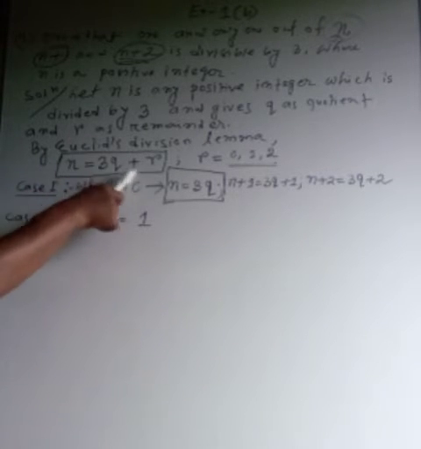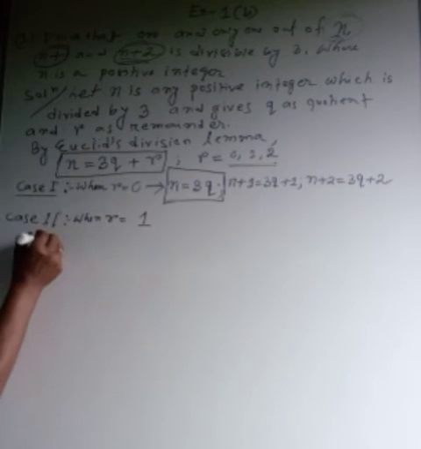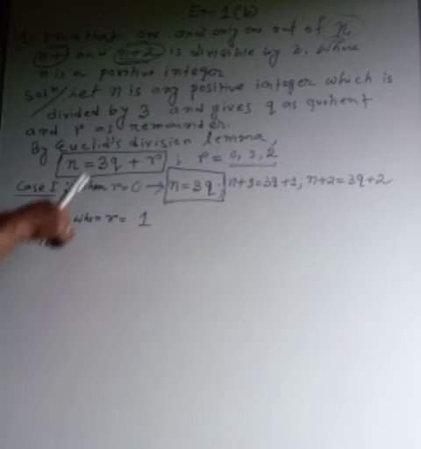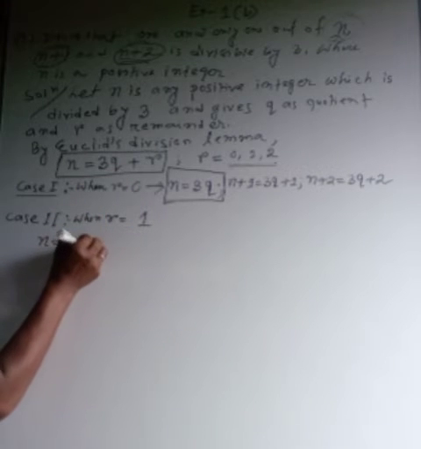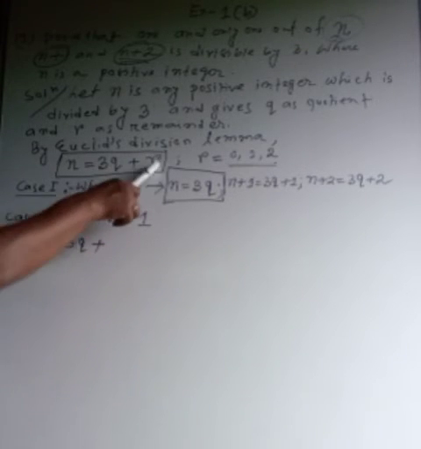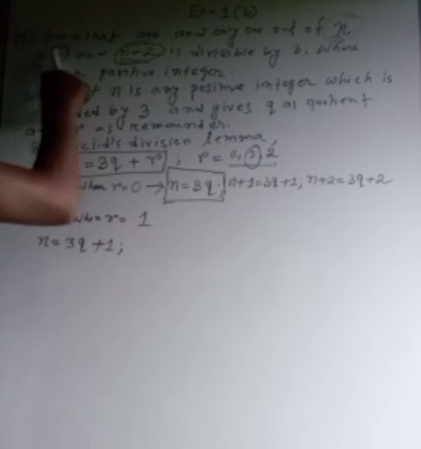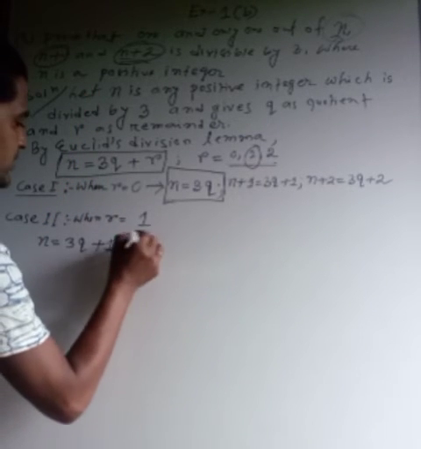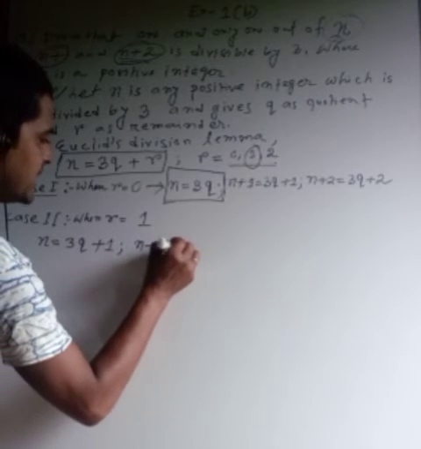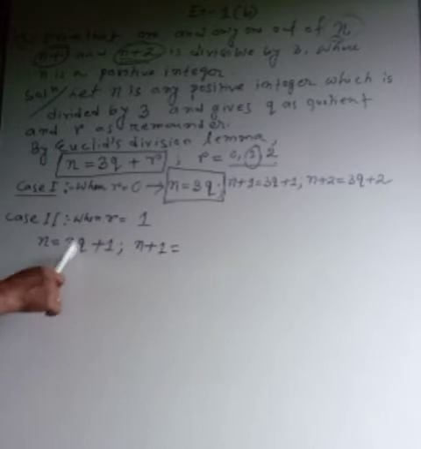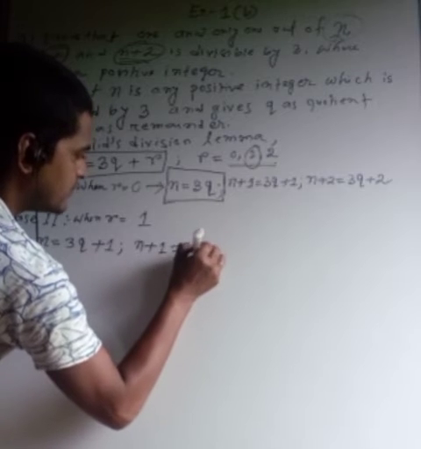Look, n equals 3q plus r. What r value do we have to put now? 1. So 3q plus 1. Second is n plus 1. So n plus 1, n value how much? 3q.